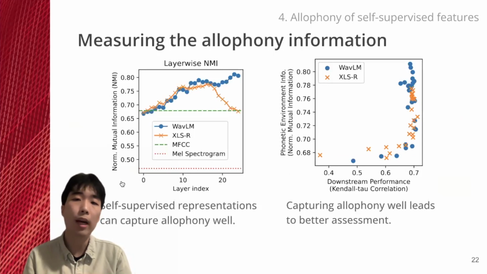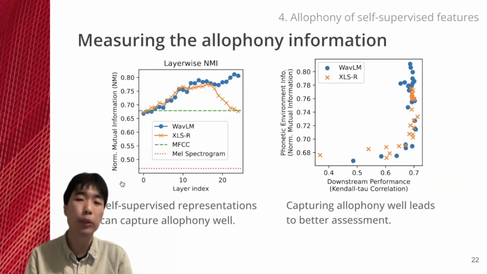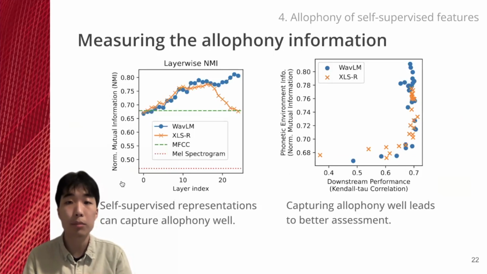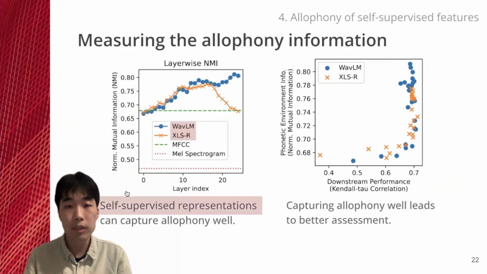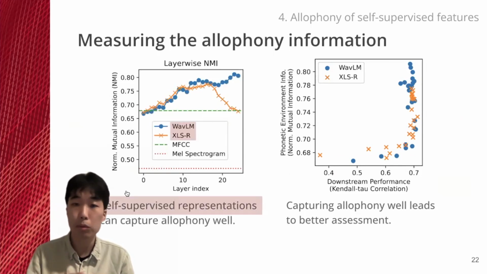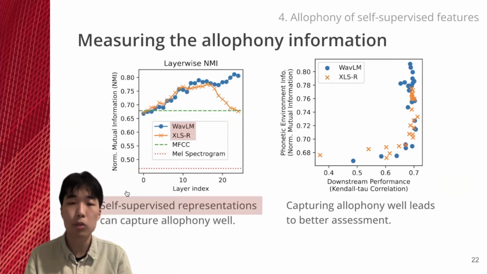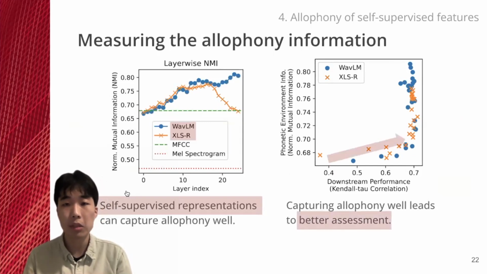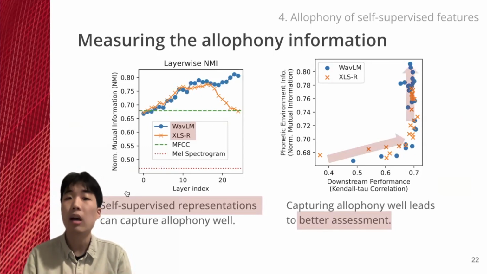So digging further, we wanted to actually concretely measure how much these phonetic environments or allophony are encoded within the representations. So it turns out that self-supervised features, the blue and the orange lines, capture much more allophony than traditional features. And also it turns out that the amount of allophony information correlates to actual downstream performance in pronunciation assessment in a positive way, up to a certain point where performance saturates.